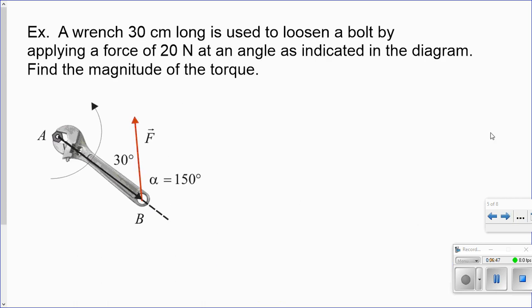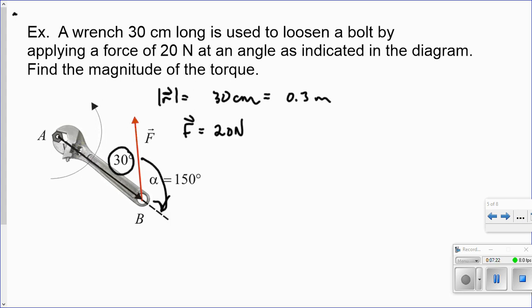My wrench is 30 centimeters long. The first thing I have to do is convert this 30 centimeters to meters, and that's going to be my R value here. It's used to loosen a bolt by applying a force of 20 newtons at an angle. Of all the given angles shown here, 30, the angle we need is the one for this force here. We've got to use this angle.